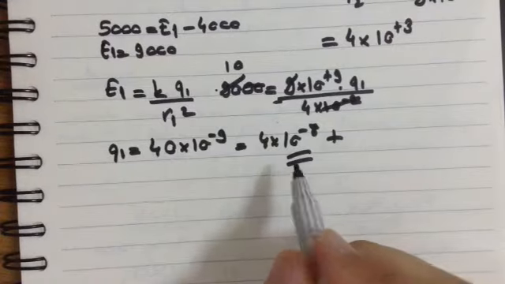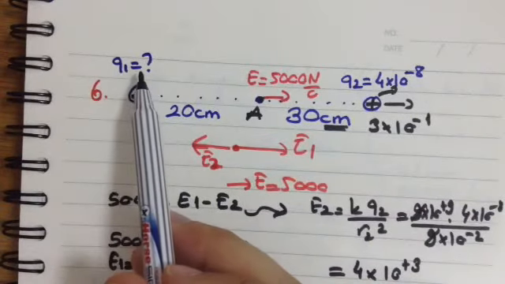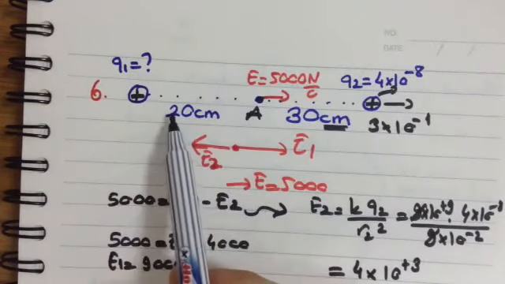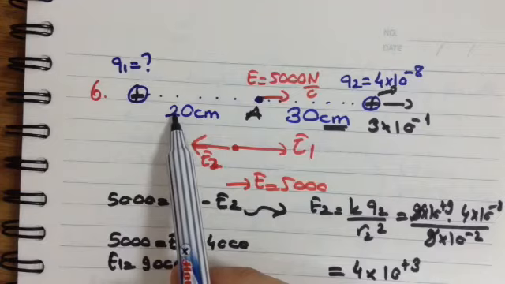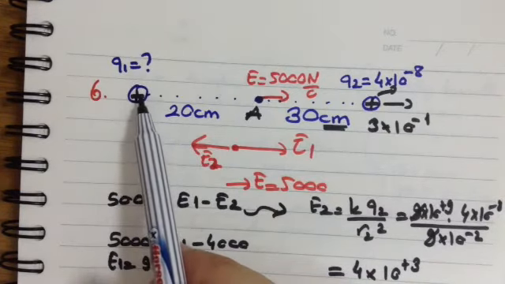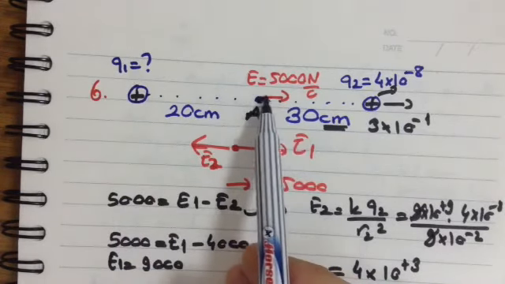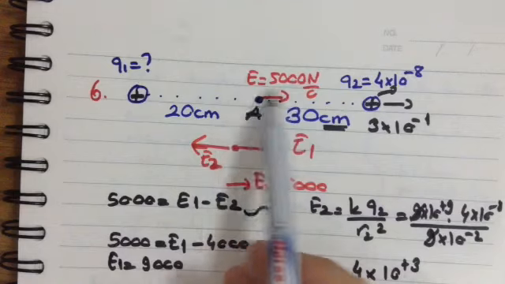And you may ask, teacher, this is also 4 times 10 to minus 8, and this is also 4 times 10 to minus 8, but check out the distances. 20 centimeter is much closer to the positive charge, so it's expected that the electrical field because of charge 1 will be bigger. For that reason, you will see the electrical field is going to the right hand side.